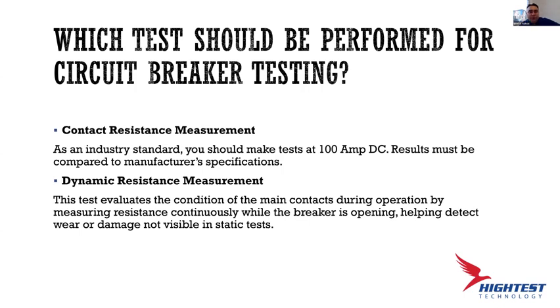Also at the circuit breakers, we need to do the contact resistance measurement. As an industry standard, we need to make a test at 100 amps DC, and results must be compared to the manufacturer's specifications. We also need to perform dynamic resistance measurement. This test evaluates the condition of the main contacts during operation by measuring the resistance continuously while the breaker is opening, helping detect wear or damage not visible in the static resistance test.